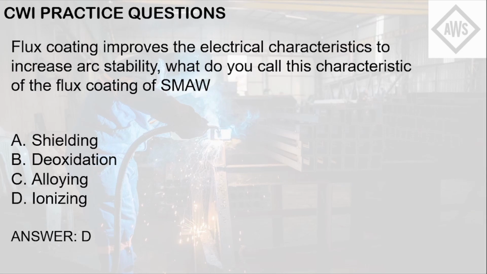So that leaves us to letter D, ionizing, which is the correct answer, which is the improvement of the electrical characteristics to increase arc stability. Arc stability is very important during stick welding because it's a manual welding process, and you need to ensure that the arc during welding is stable so as not to produce a defect.